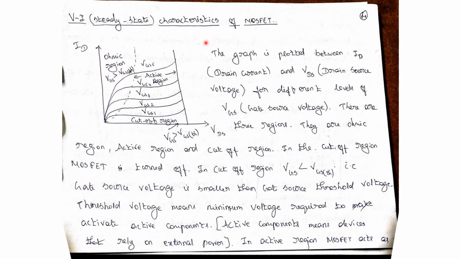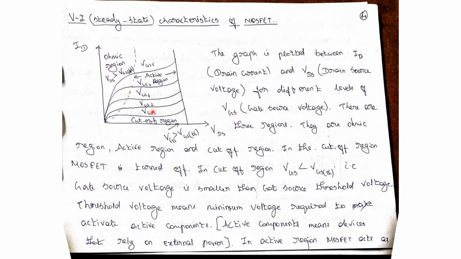Actually, MOSFET works in the ohmic region and cutoff region. In the active region, MOSFET works as an amplifier, so that is mainly used for its amplification properties. In the ohmic region, MOSFET is turned on. In the cutoff region, MOSFET is turned off.